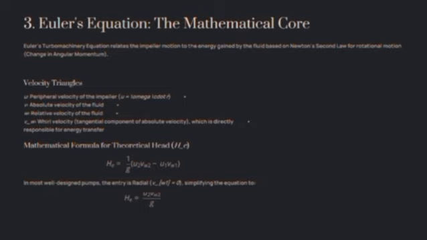Velocity triangles, or fluid velocity. To understand the equation, we have to understand how the fluid velocity is broken down at inlet and outlet at the blade using velocity triangles. So the components are: U, the peripheral velocity of the impeller, U equals omega multiplied by R; V, the absolute velocity of the fluid; W, the relative velocity of the fluid; and Vw, the whirl velocity, the tangential component of absolute velocity, which is directly responsible for energy transfer.